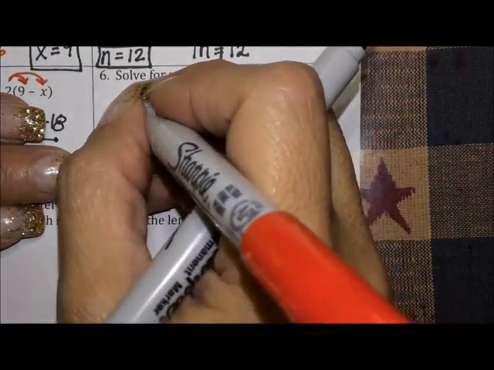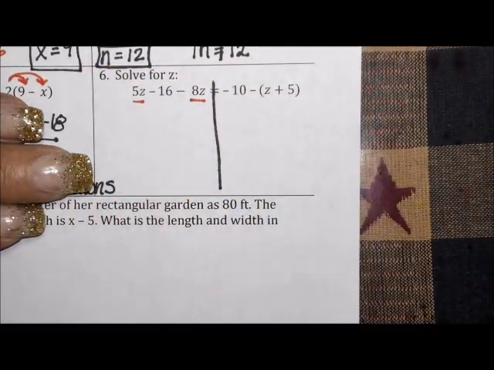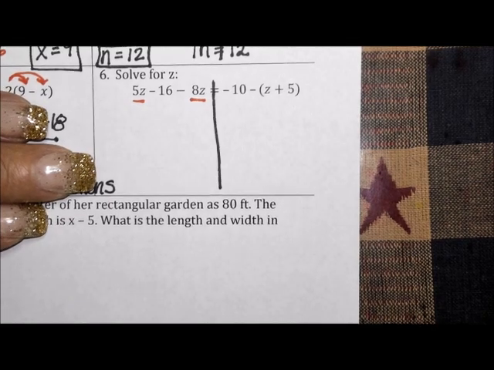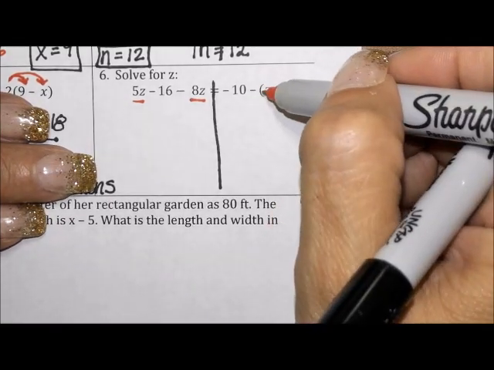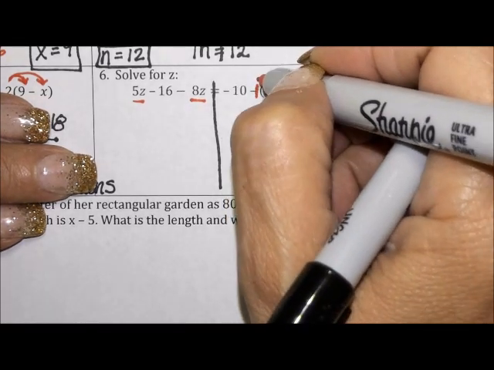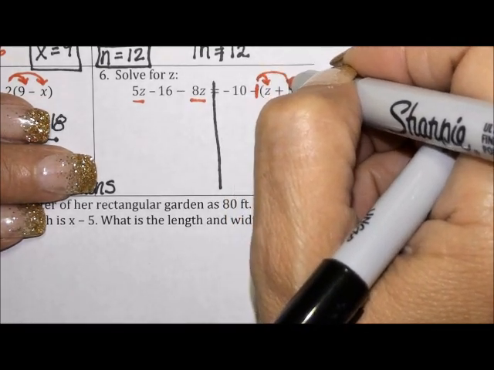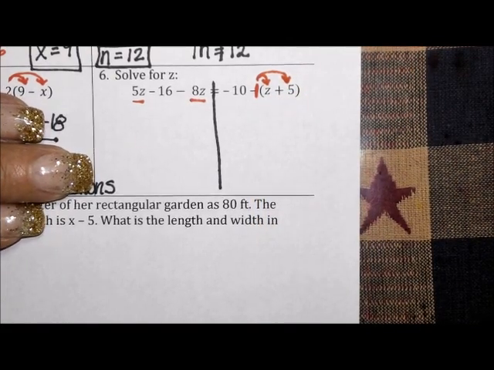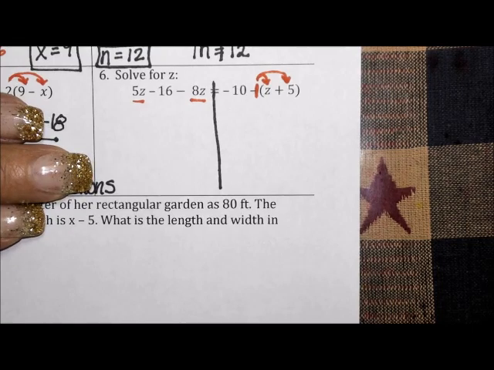Alright. So you're going to put 5z and negative 8z together. You're going to get negative 3. So negative 16 minus 3z. On the other side, ooh, look at this. This does not have anything in the front of it. I need to remember that this is a 1. Negative 1 times z and negative 1 times 5. So work that one. See what you get.